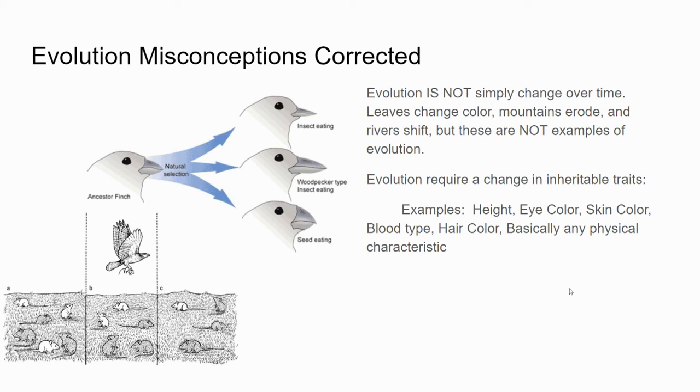Let's talk about some misconceptions and some evolution facts here. Evolution is not just simply change over time, like leaves changing color, mountains eroding, rivers shifting. Those are not examples of evolution. Evolution requires change in inheritable traits, and it's between generations. Generations and generations of organisms need to reproduce in order for evolution to occur. So evolution occurs over a longer period of time.